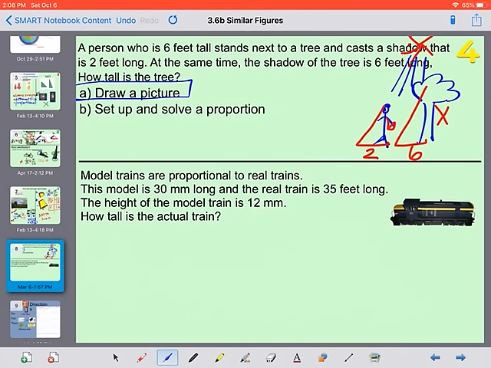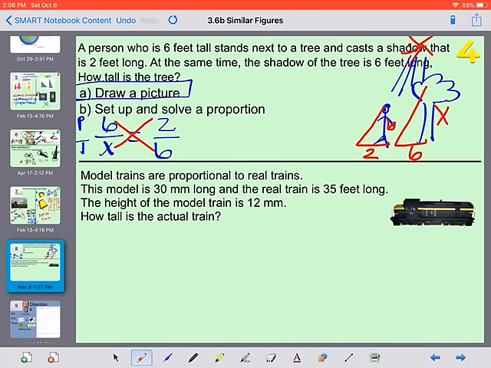So I'm going to set up my proportion. I'm going to do the heights first. 6 for the, I'm going to do the person on the top and the tree on the bottom. The person is 6 feet tall, the tree is x feet tall. And then the other side's the shadow. We have 2 over 6, person to tree. If you set that up a different way, there are multiple ways to set up proportions as long as you follow the same pattern.